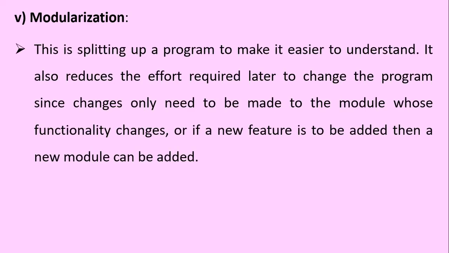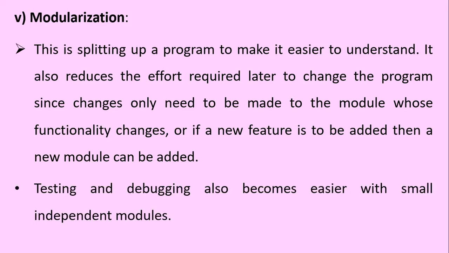Number 5 is modularization. This is splitting up a program to make it easier to understand. It also reduces the effort required later to change the program, since changes only need to be made to the module whose functionality changes, or if a new feature is to be added, then a new module can be added. Testing and debugging also becomes easier with small independent modules.